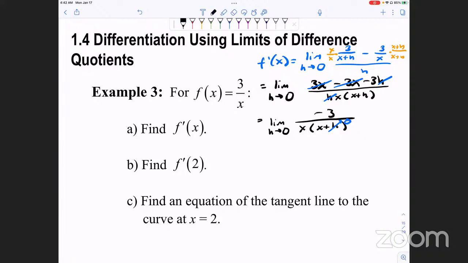Looks like we are left with negative 3 over x squared. So then f prime of 2 is going to be negative 3 over 2 squared. So then negative 3/4.